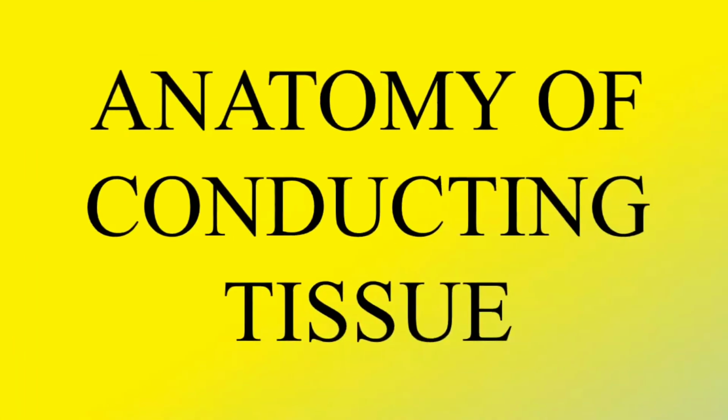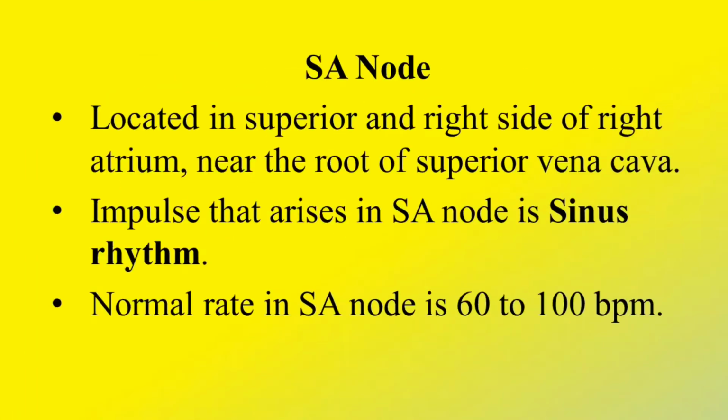Coming to the anatomy of conducting tissue. First one is the sinoatrial node. The sinoatrial node is located in the superior and right side of the right atrium near the root of the superior vena cava. Normally, the impulse arises in the SA node, called sinus rhythm.